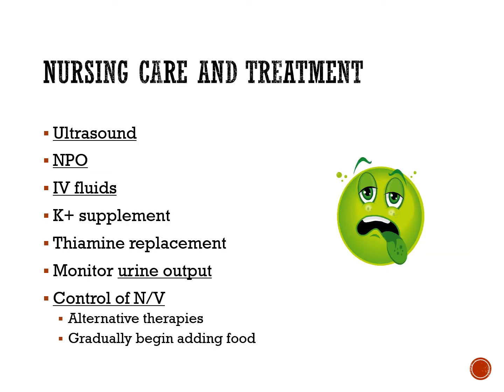So what are you going to do for these moms? You're going to do an ultrasound to rule out the molar pregnancy, because if they have those higher levels of hormones, it's going to cause that nausea and vomiting. So that could definitely be related to a molar pregnancy. You're going to put them NPO, with IV fluids. You're not going to give dextrose fluids prior to thiamine correction, as it may cause Wernicke encephalopathy, or loss of memory or confusion. You're usually going to do potassium supplements.